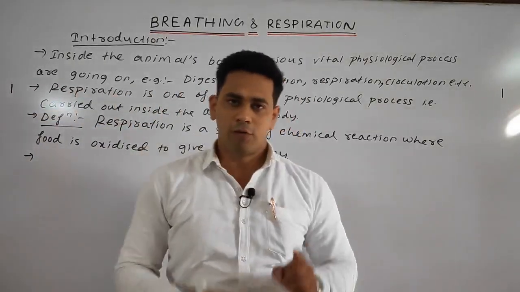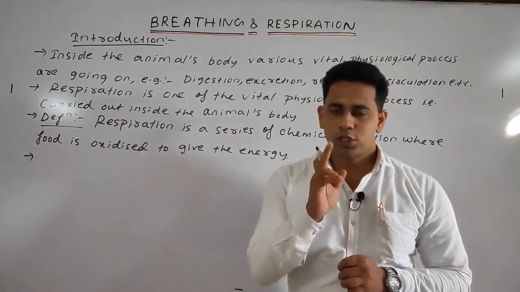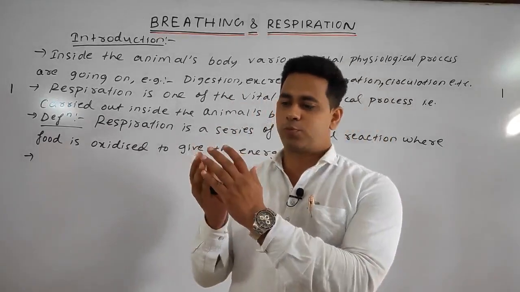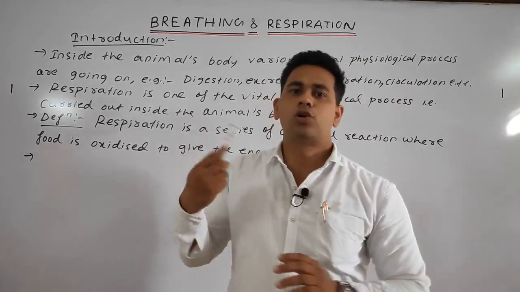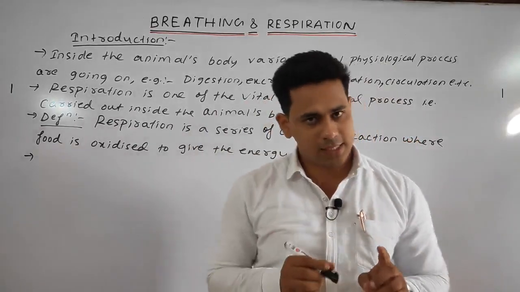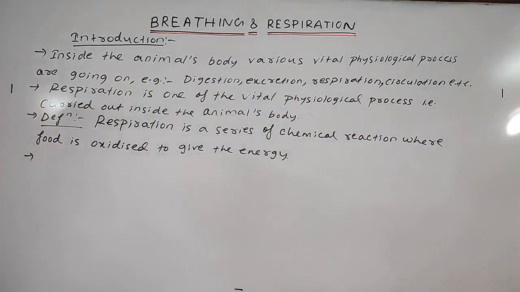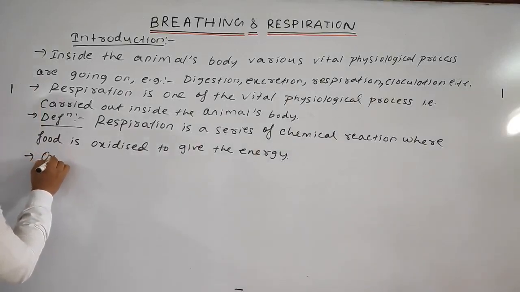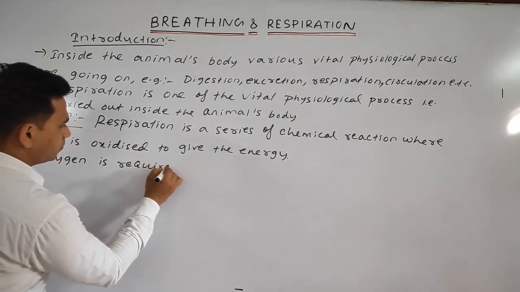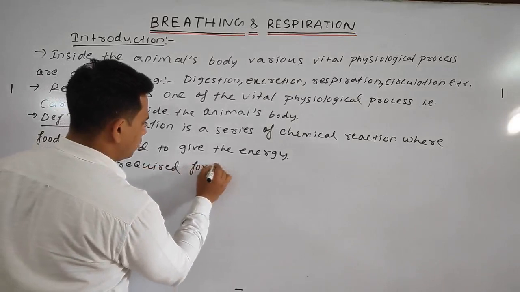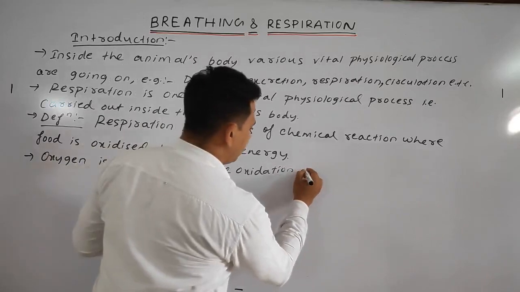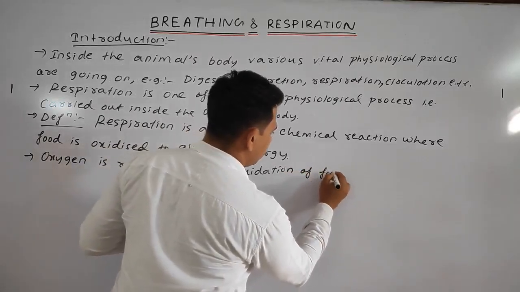Always remember, students, for the oxidation of the food, oxygen is highly required. That is why it is called oxidation. Whenever the food is exposed to oxygen, oxidation takes place. So it is important that for the oxidation, oxygen is highly essential. So we can write our next point: oxygen is required for the oxidation of food.